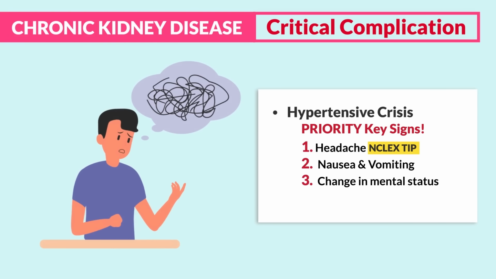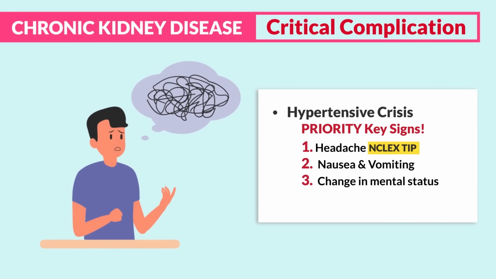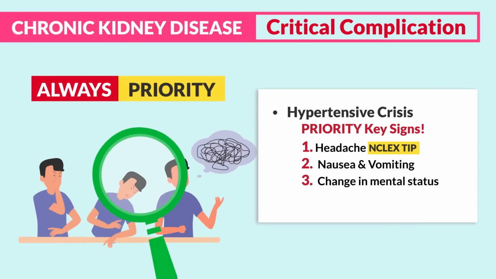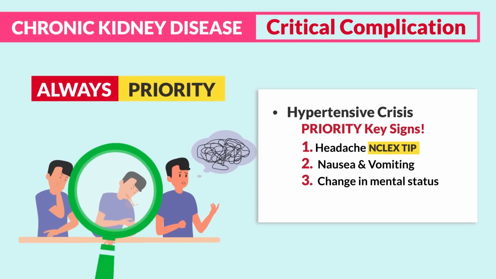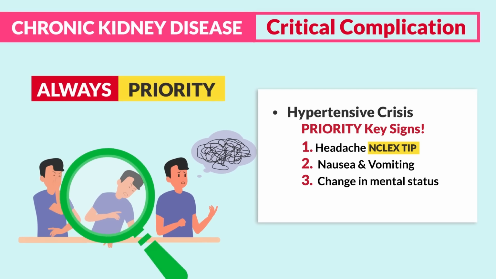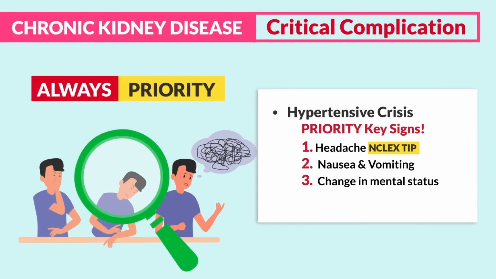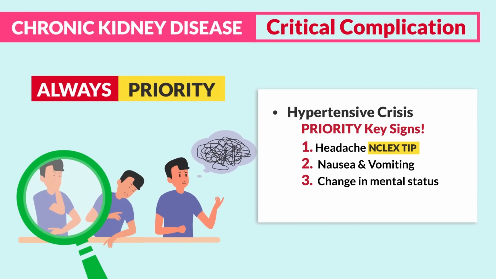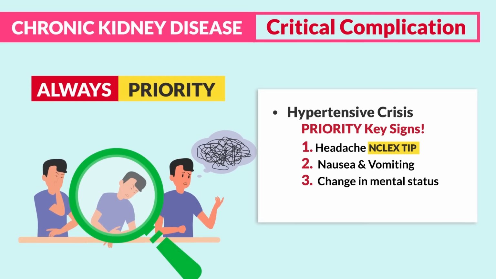And number 3, a really big one here, is change in mental status. Now, these 3 are always priority, requiring immediate assessment. Write these down. We saw them on various question banks. For key term, hypertension crisis. You must report these key signs to the HCP provider immediately.